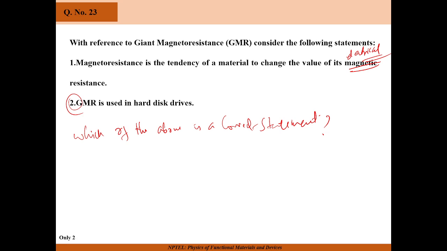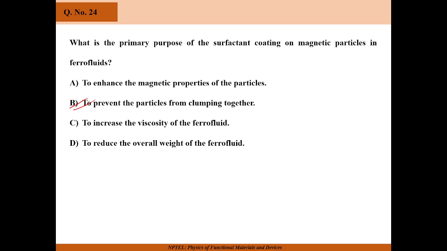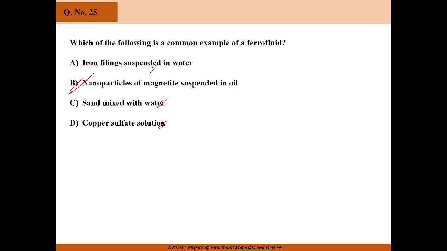What is the primary purpose of surfactant coating on magnetic particles in ferrofluid? It is used to prevent the particles from clumping together, otherwise they would attract and stick together. To reduce that effect, we use surfactants. Which of the following is a common example of ferrofluid? The common example is nanoparticles of magnetite suspended in oil.